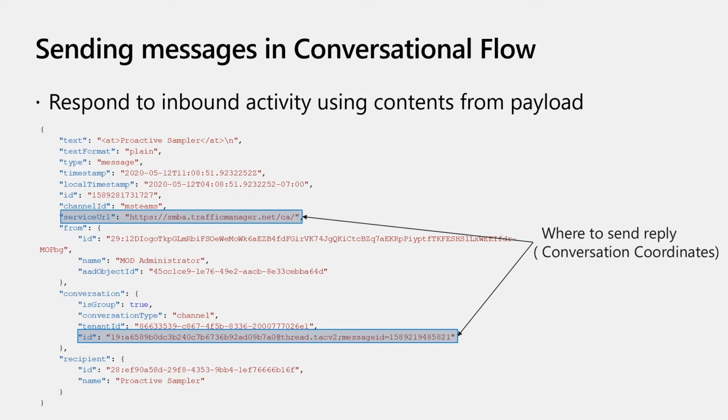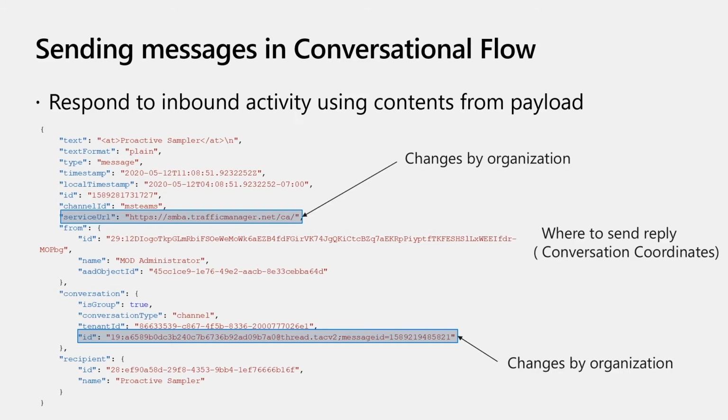Before going too far, it is important to understand what controls each coordinate. The service URL changes between organizations, but every conversation within an organization will have the same service URL. The conversation ID is unique to each conversation, be it a one-on-one conversation with the bot or a thread in a channel.